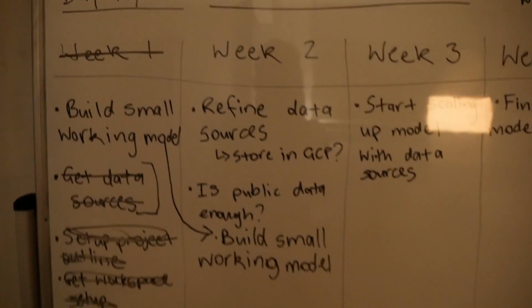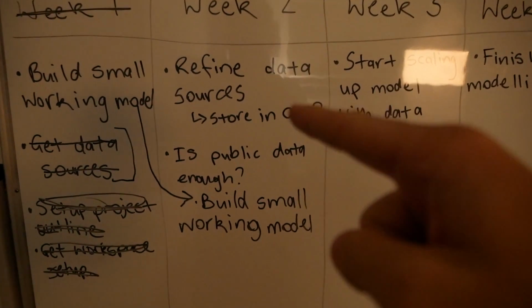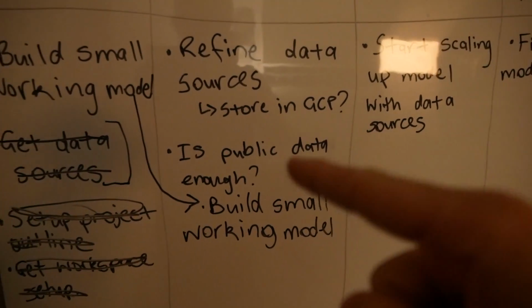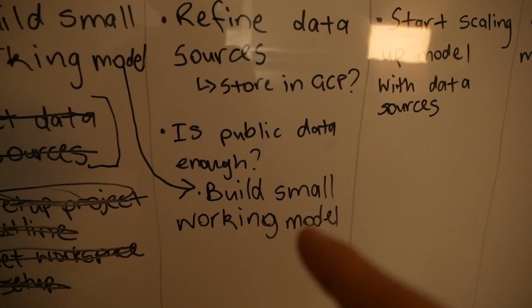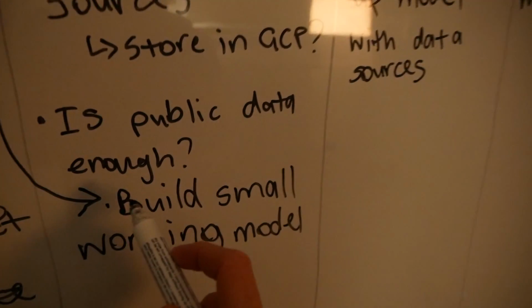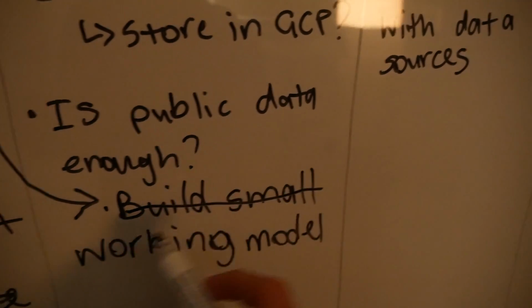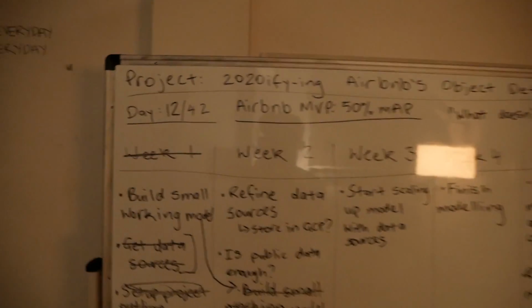And of course we may have got a lucky test split, but this is a beautiful way to end week 2. We haven't actually completed that. We'll fix that. That's the next stage. Is public data enough? We don't know yet, so we're going to fix that up and build a small working model. Let's tick this off. Boom, boom. What a way to finish week 2. Look at that, 12 out of 42.